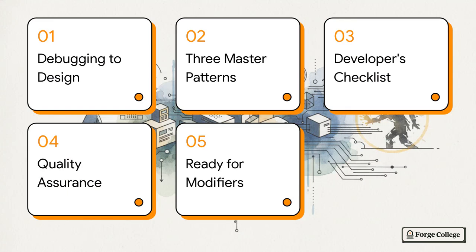Here is our engineering blueprint for today. We'll start by moving from debugging to design, then cover 3 master patterns, run through the developer's checklist, do a quick quality assurance exercise, and finally get ready for modifiers.